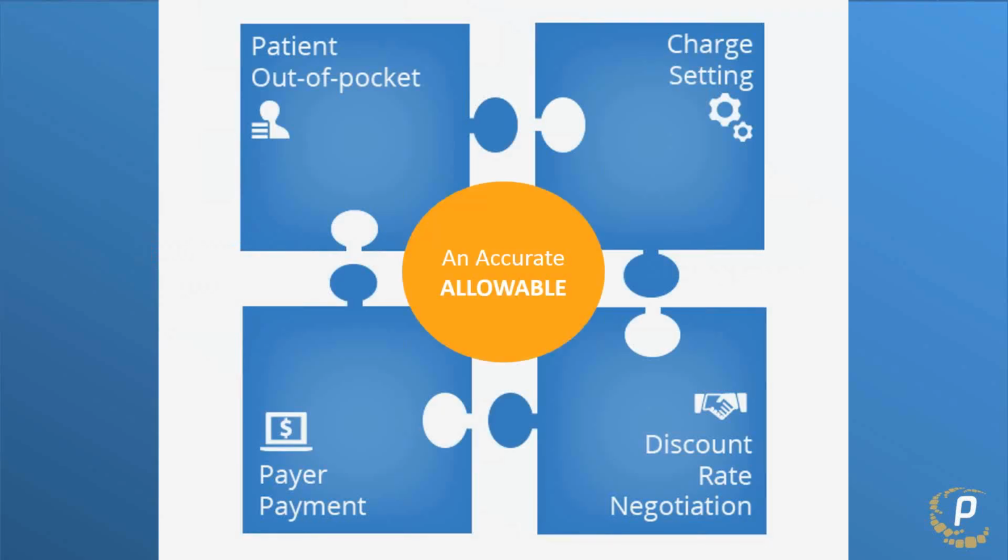So it's important as you're looking at the silos of organizations that leverage an accurate allowable, we're going to need to really take this process to a different level as we go forward, where the accurate allowable really gets leveraged in these 4 components as we go forward.